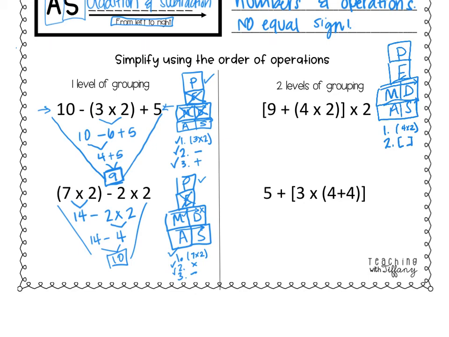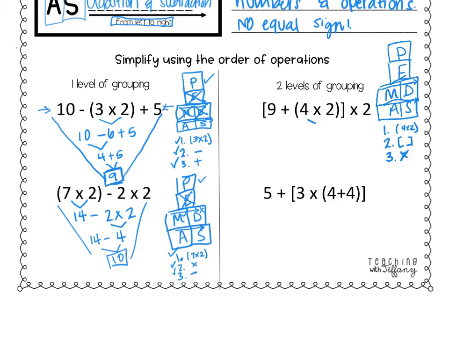After that, we're going to look for multiplication and division from left to right. Do we have any multiplication or division? We have multiplication. So next we're going to multiply. Then we can look for any addition or subtraction that are outside of the brackets. Do we have any addition or subtraction outside of the brackets? We do not. So now we can solve our equation.